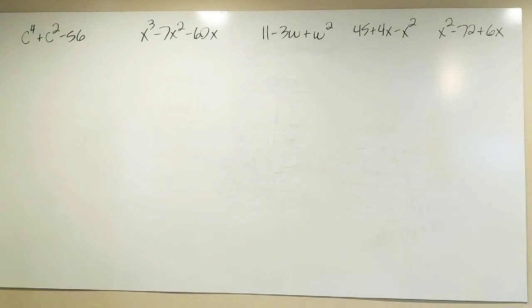Let's pause. Okay, we're back. Let's take the first one: c to the fourth plus c squared minus 56.